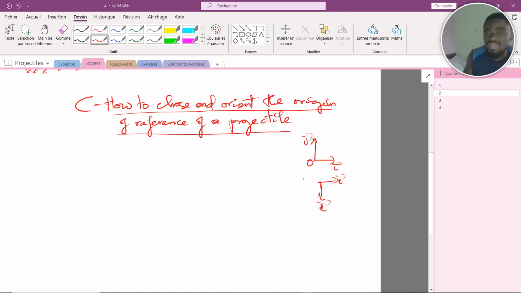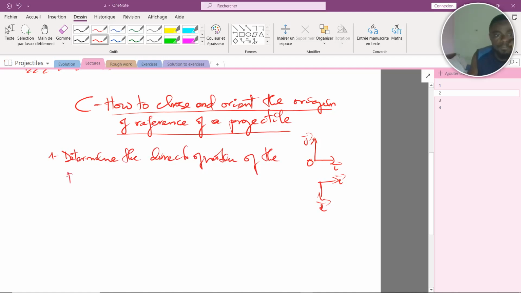This is a very important step, whether it is in projectile or when solving a mechanics problem. If you don't orient your origin of reference, you will always make errors of signs. So it is very important. To do that, the first thing you have to do whenever you have to orient your origin of reference is to determine the direction of motion of the particle.